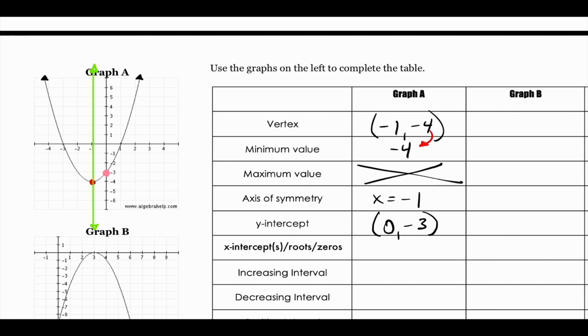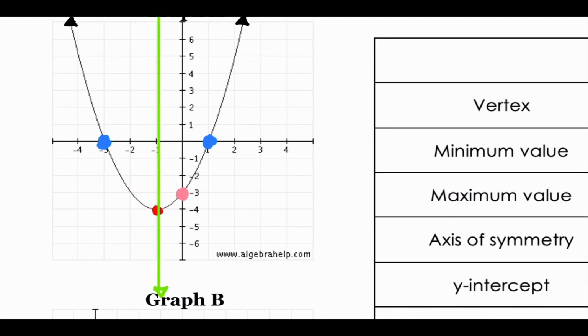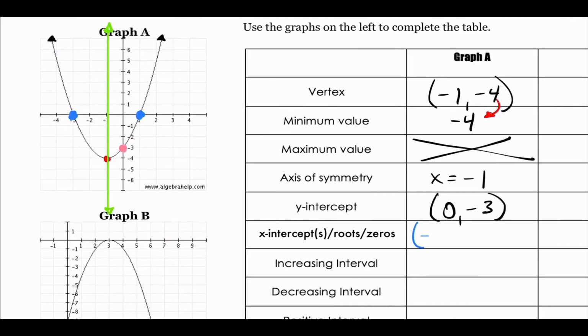Okay. Next thing is, where does it cross the x-axis? Well, this graph is going to cross a couple times. It crosses there at the blue dot and the blue dot. Again, those are dots, so I need to be able to tell where the dots are. So the first blue dot is at negative 3, 0. The next blue dot is at 1, 0. Sometimes it'll have 2, sometimes it'll have 1, sometimes it won't have any.